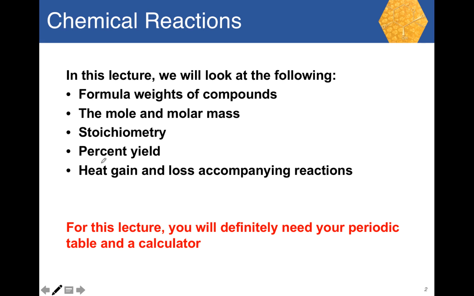In today's lecture, we will look at formula weights of compounds. Okay, we'll also look at the mole and molar mass. You'll discover this is essentially the unit of chemistry, the mole. We'll look at stoichiometry. We'll define stoichiometry, which is the relationship, the mass relationship of reactants and products in a reaction. We'll look at percent yield for different reactions. And we'll look at heat gained or lost that accompanies various reactions.